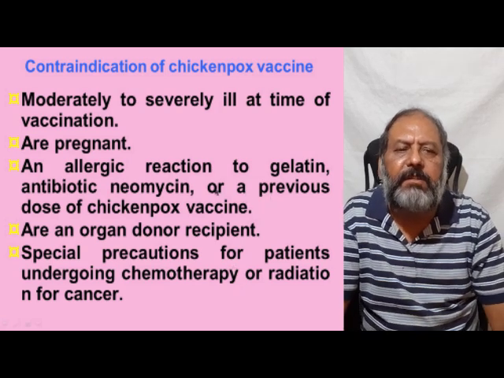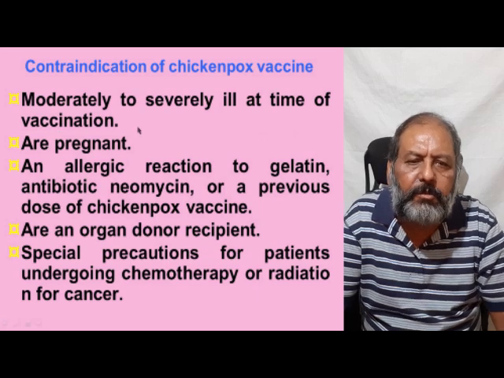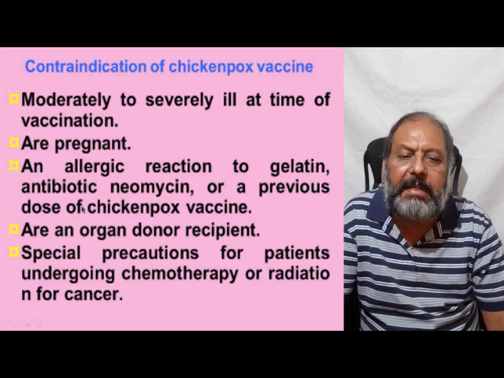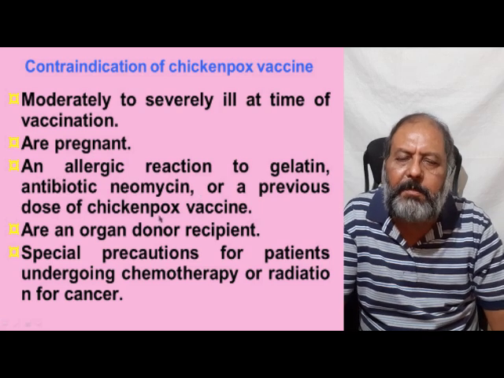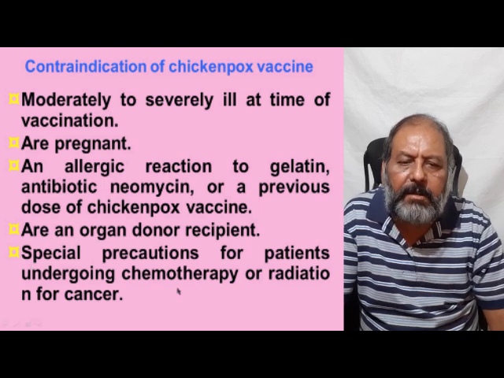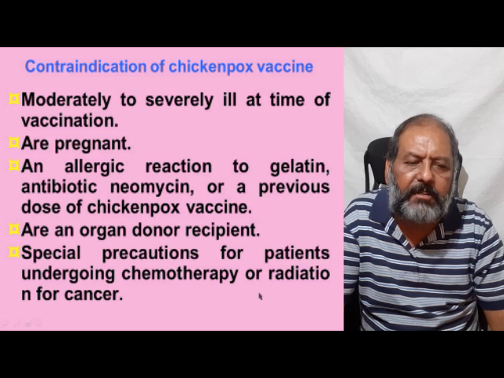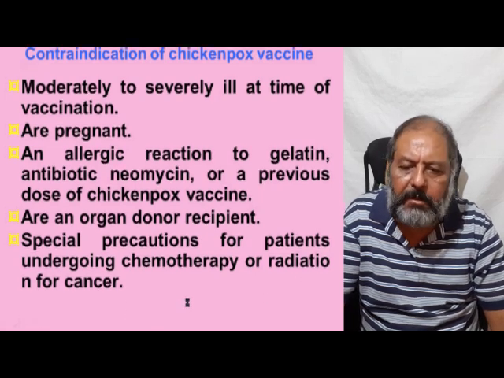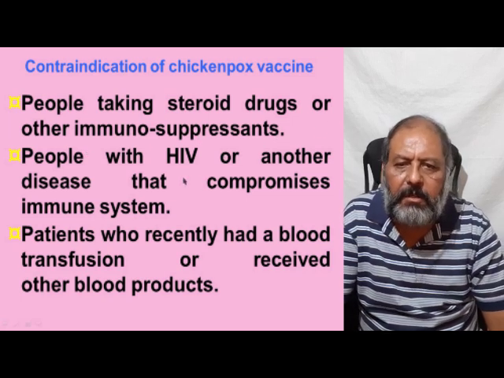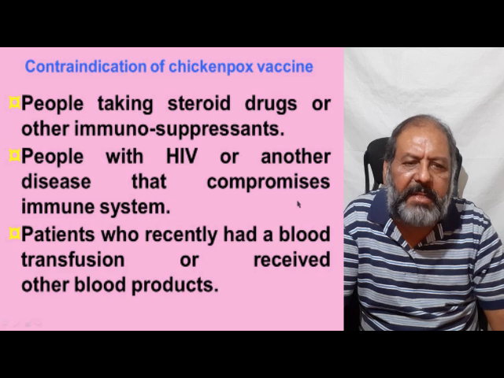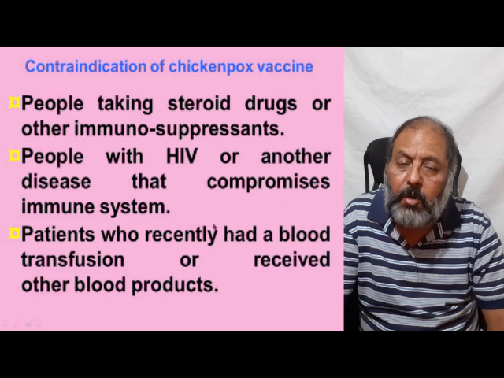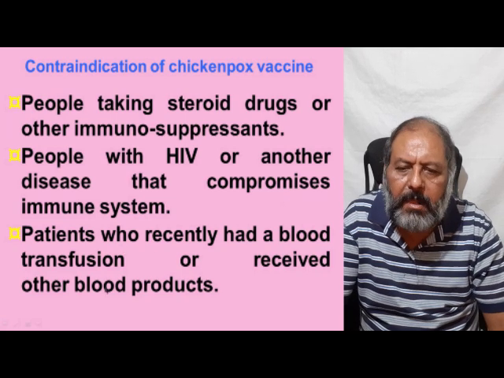Now, contraindications of the chickenpox vaccine are being moderately to severely ill at the time of vaccination, if the patient is pregnant, an allergic reaction to gelatin, the antibiotic neomycin, or a previous dose of chickenpox vaccine, being an organ donor recipient, and special precaution for patients undergoing chemotherapy or radiation for cancer, people taking steroid drugs or other immunosuppressants, people with HIV or another disease that compromises the immune system.